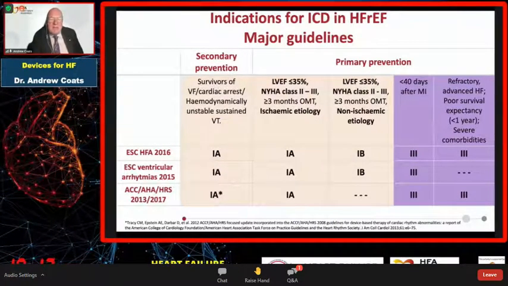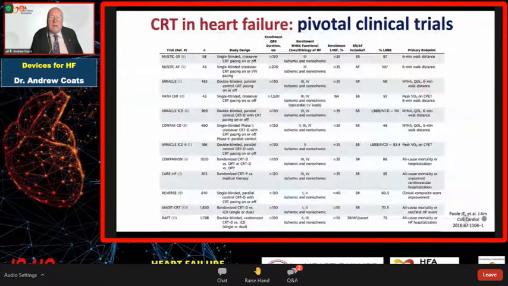You see class 1A recommendations for secondary prevention, survivors of VF cardiac arrest. We have primary prevention recommendations, some very strong 1A for ejection fraction below 35% on optimal medical therapy for ischemic etiology. The recommendation for non-ischemic etiology is not so strong because of the Danish study suggesting that they couldn't prove a benefit. And of course, it's not to be used within 40 days of a myocardial infarction because we saw no benefit in that circumstance.